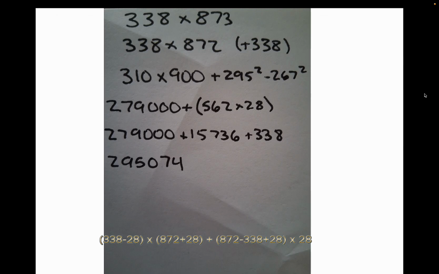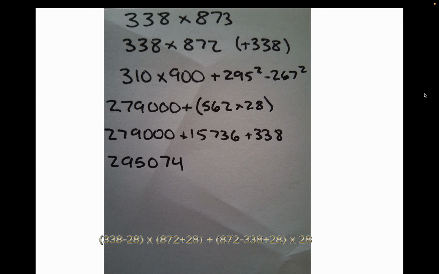Now I have to take half of the difference of 900 minus 310, take half of the difference, 295, and then take half of the original difference. And now if you notice here, the difference between half of the new difference and half of the original difference is just how much I moved. So 900 minus 310 divided by 2 is 295. I moved up 28 and moved down 28, so half of the original difference is just 267. So now we have 310 times 900 plus 295 squared minus 267 squared.